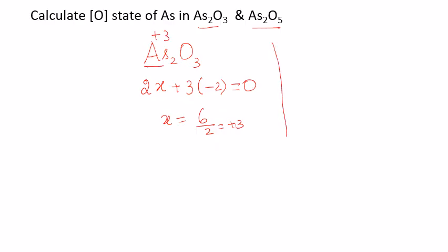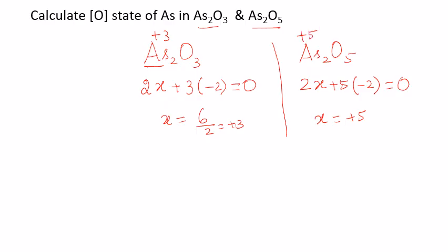Same way you can do for As2O5. Here also we have 2 arsenic, so 2x. And how many oxygens we have? 5. So 5. And for each oxygen, the oxidation state is -2. So since the substance is neutral, you have to equate it to 0. And you will get X value as 5. So in As2O5, arsenic exists in +5 oxidation state.